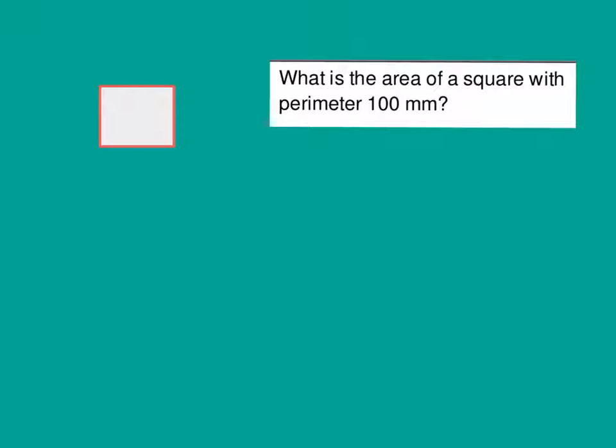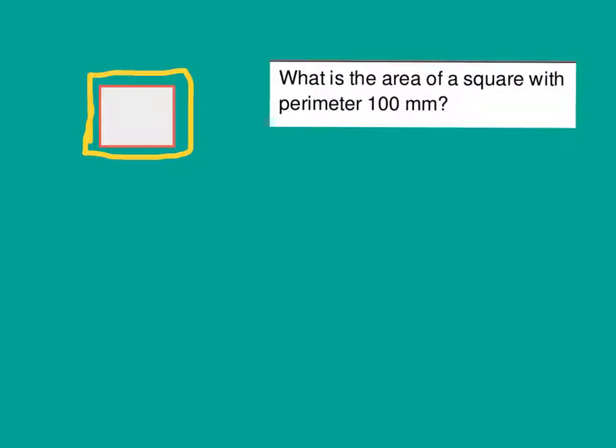Here we have another example of a problem where we have numbers on both sides of the equation. Perimeter, first let me read the problem. It says, what's the area of a square with a perimeter of 100 meters? Perimeter, you have to remember, is the distance around the outside. So we have 4 side lengths that we have to find.